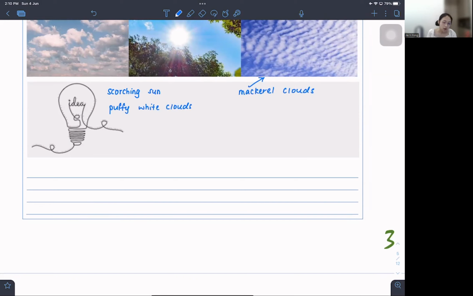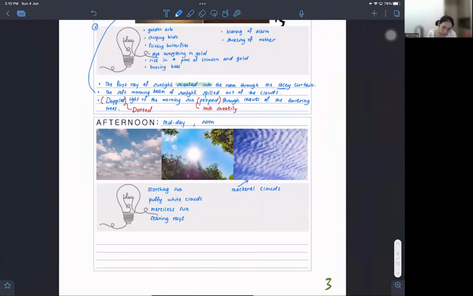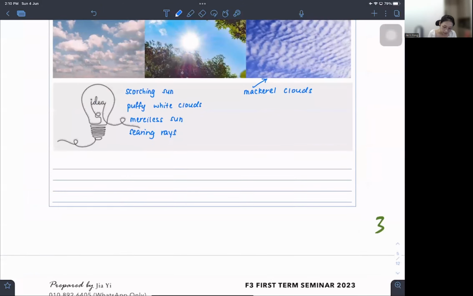Okay, so we can also describe, let me see what other words I want to teach you. Nobody uses this word: merciless sun, searing ray. Have I given you molten orb? I have, right? Okay. For this one, I would use molten orb rather than golden orb.